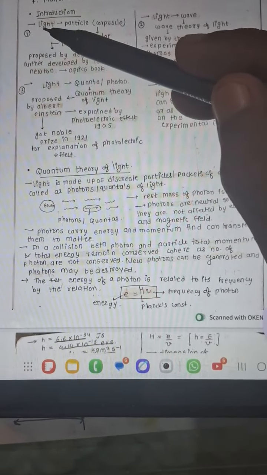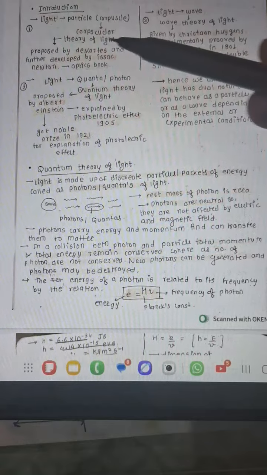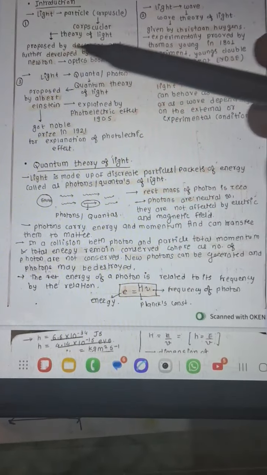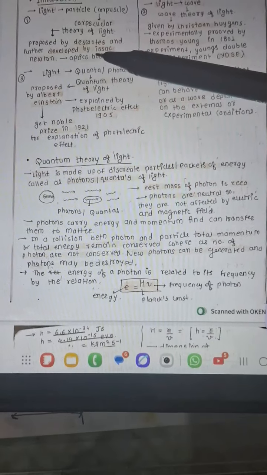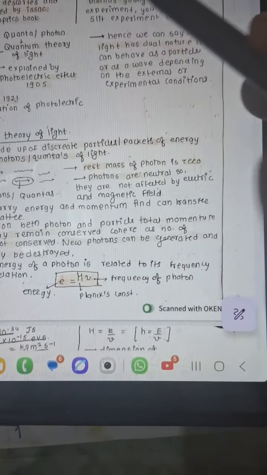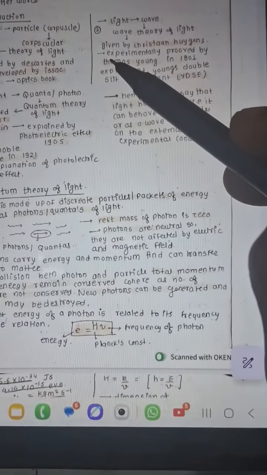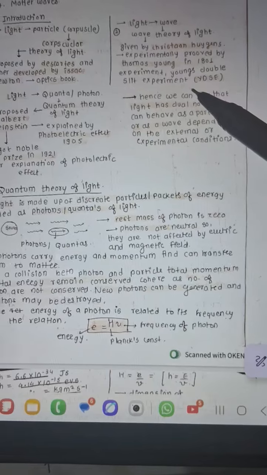Initially light was supposed to be a particle or a corpuscle, as proposed by the corpuscular theory of light, which was proposed by Descartes and further developed by Isaac Newton in his book Optics. Then we have the second thing, light as a wave, or the wave theory of light. It was originally proposed by Christian Huygens, but it was experimentally proved in 1801 by Young's double slit experiment that light has wave nature.